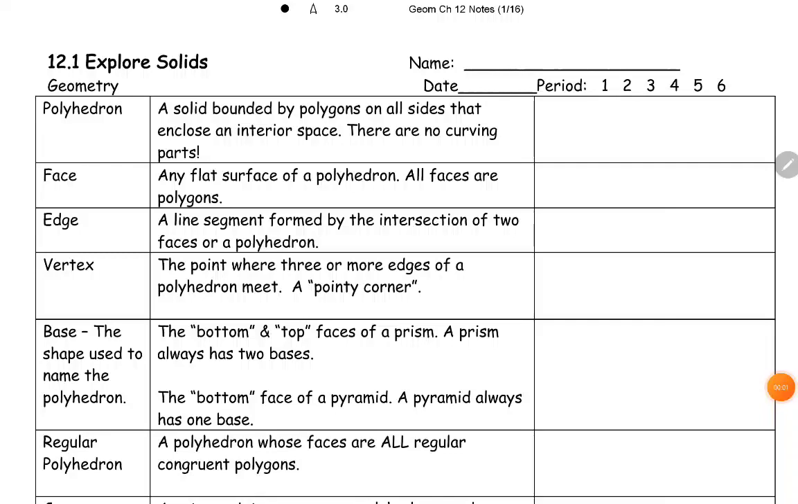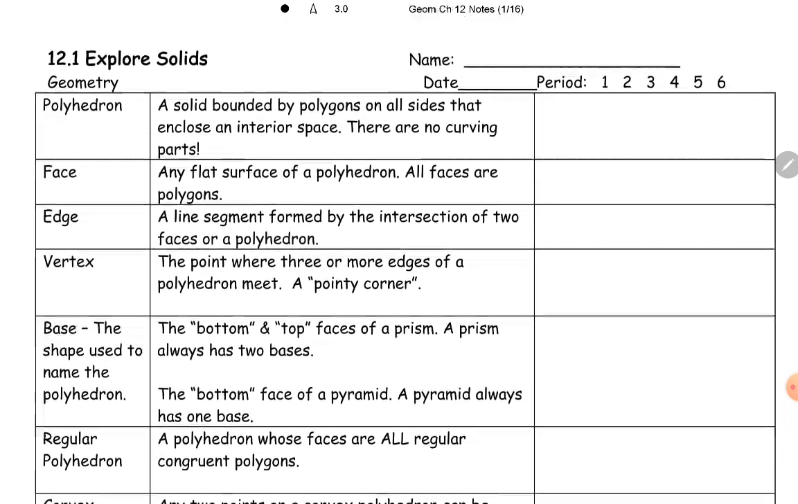This is Scholar Strife doing some math today. In geometry, we're going to be exploring solids. And like any other geometry section, we're going to start off with some vocabulary.